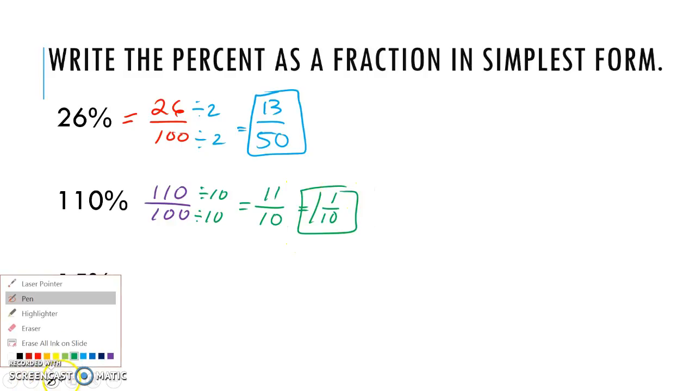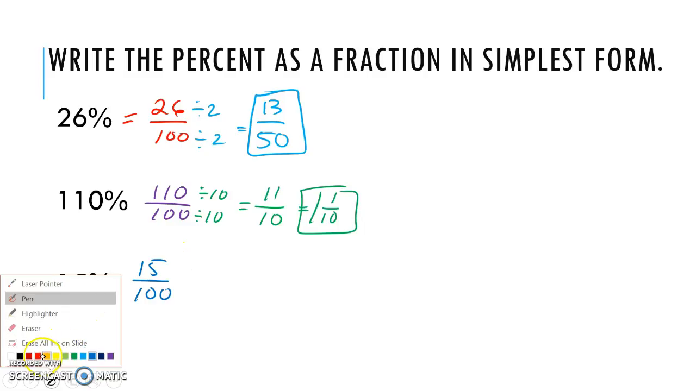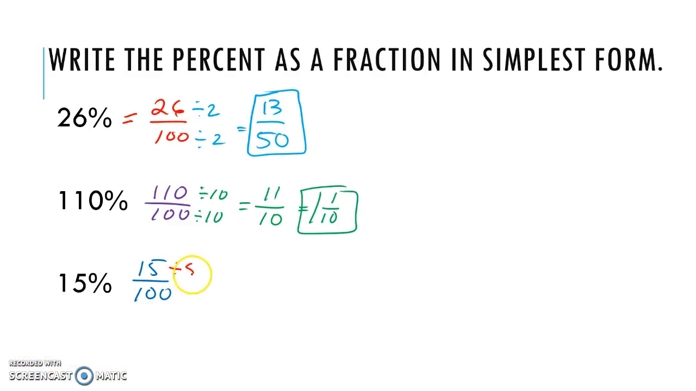Our last problem of percentage to fraction is 15%. So we're going to put 15 over 100. Here we can divide them both by 5. And we get 3/20, which again is as simplified as we can get. So that is our final answer, 3/20.